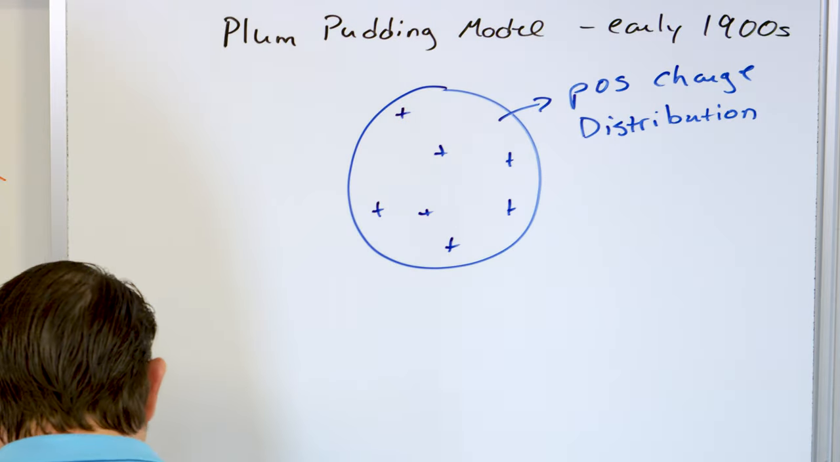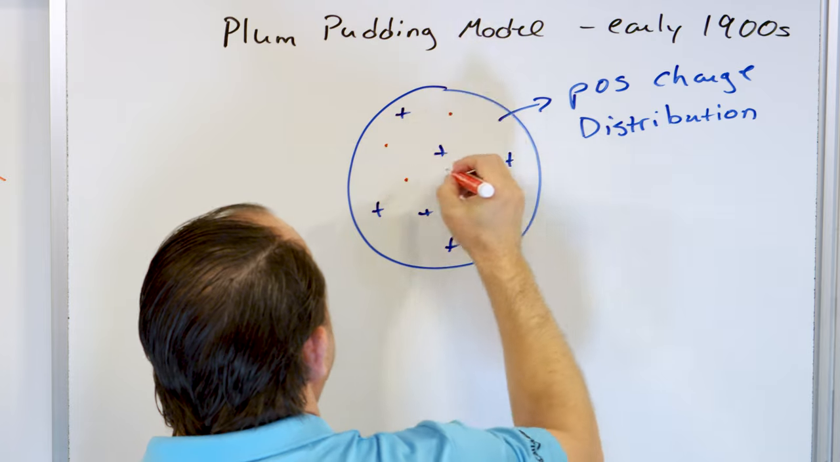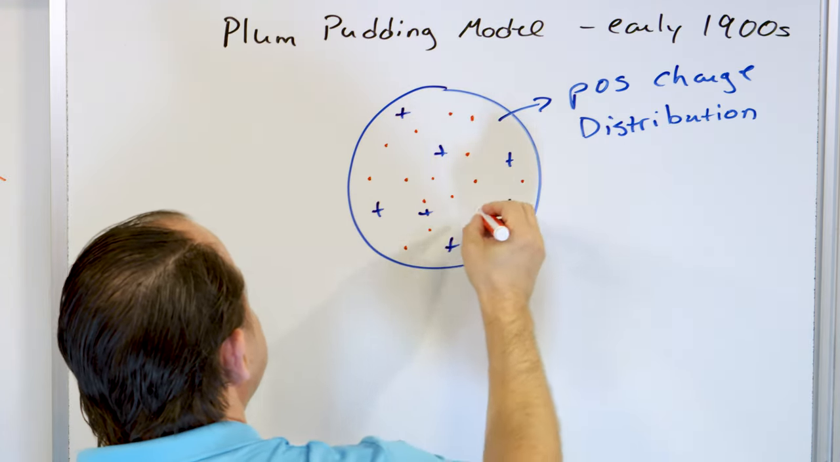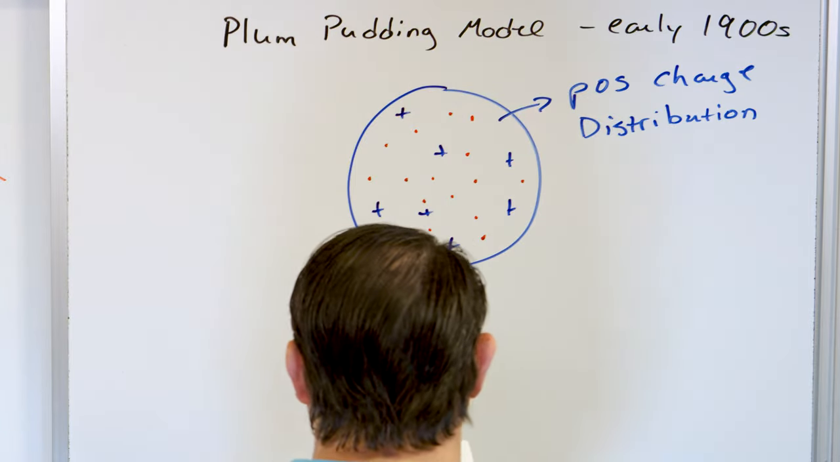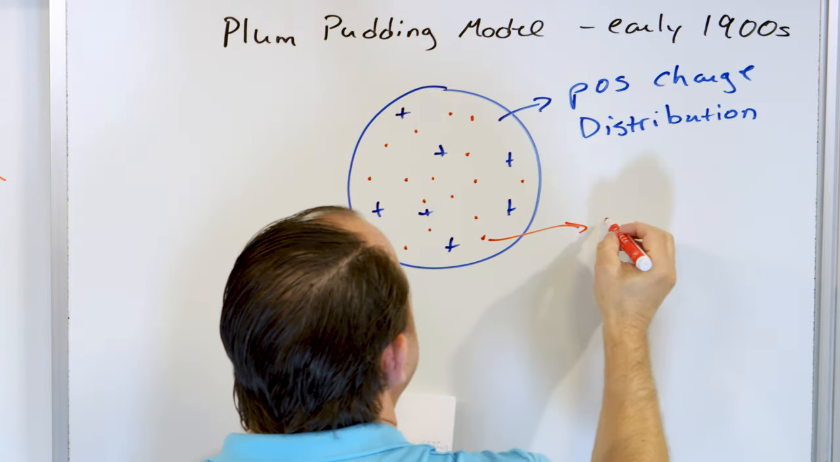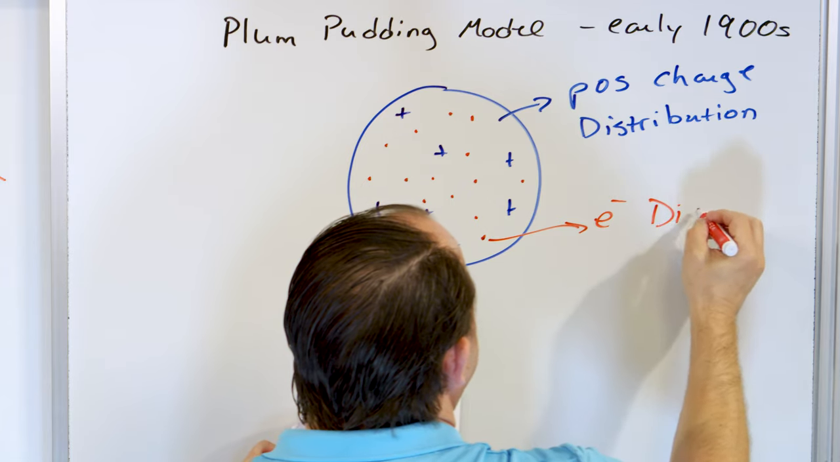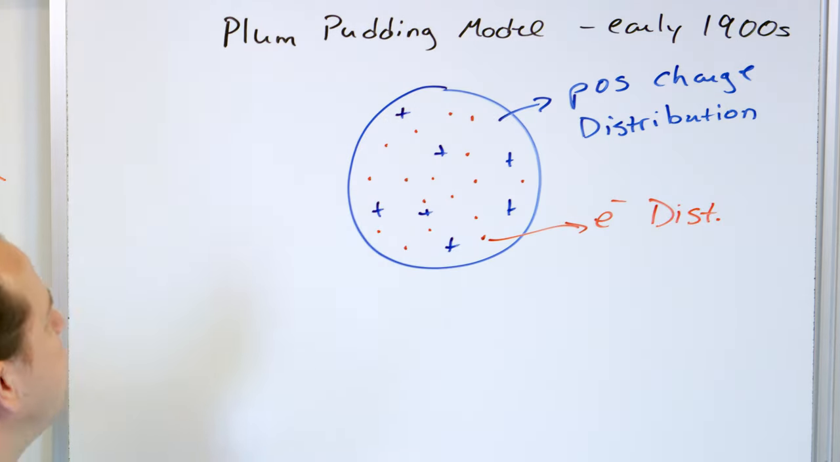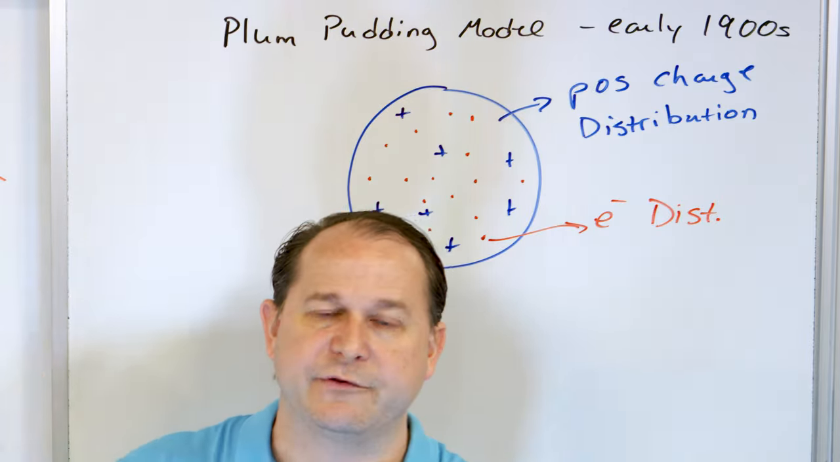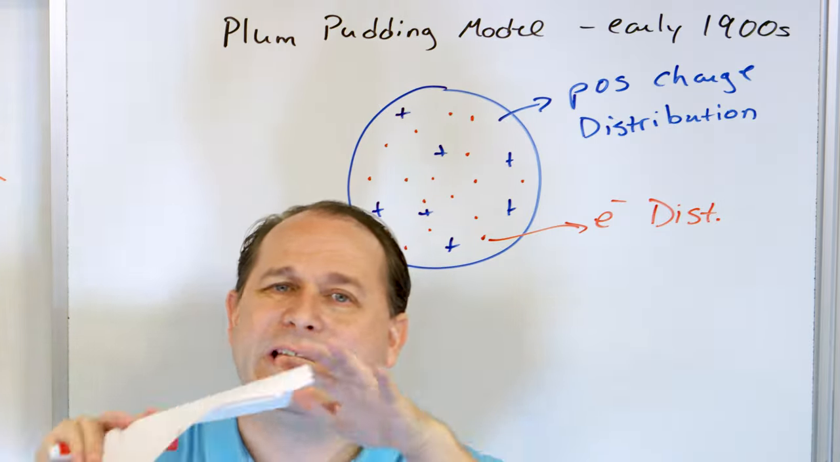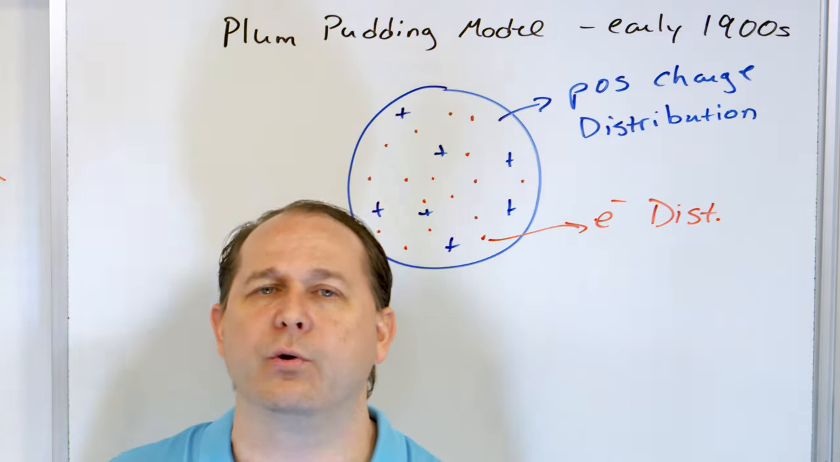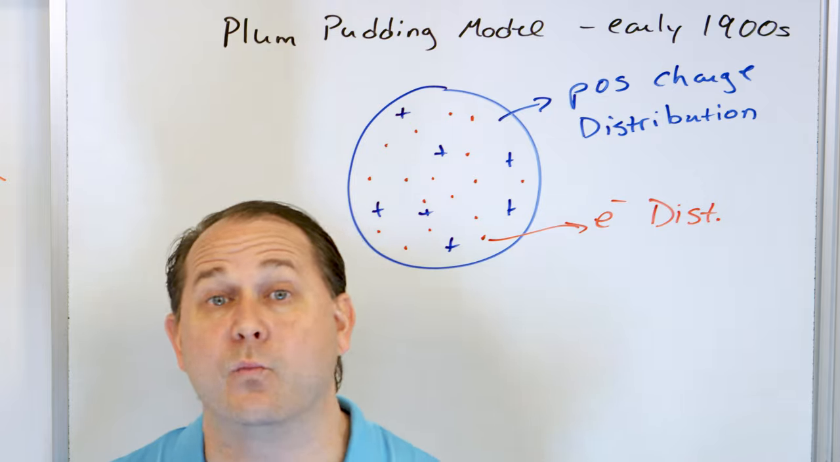I'll do that in red. They're distributed throughout, so I can just put some red dots. It's like plum pudding: you make some pudding and put little raisins in it, and that's called plum pudding. So the electrons are distributed also. Basically it was called the plum pudding model because the positive charges, which are more massive, were evenly distributed and evenly mixed around with the negative charges. That whole arrangement is what they thought the atom was.